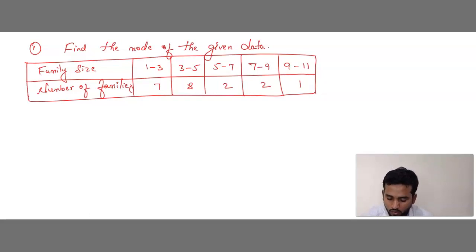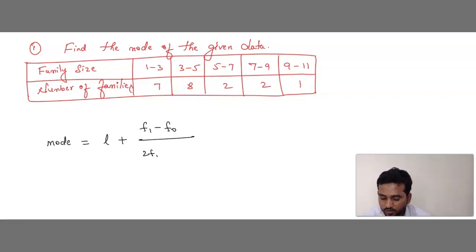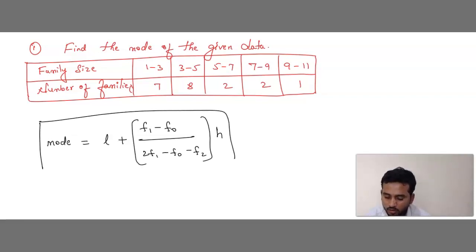Now first what we should do is, here also we first have to write the formula. What is the formula to find mode? Mode is equal to L, where L is the lower limit. I'll tell you how to find it. L plus F1 minus F0 by 2 F1 minus F0 minus F2, into H. This is the formula we have to use to find mode.